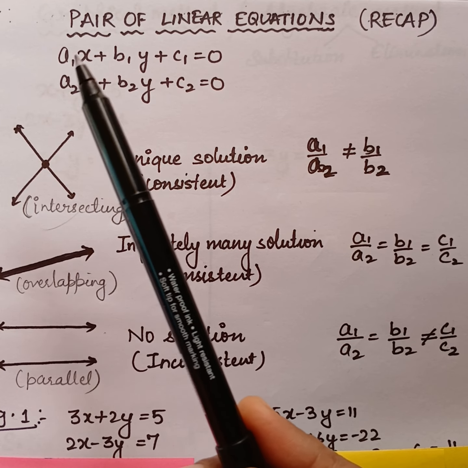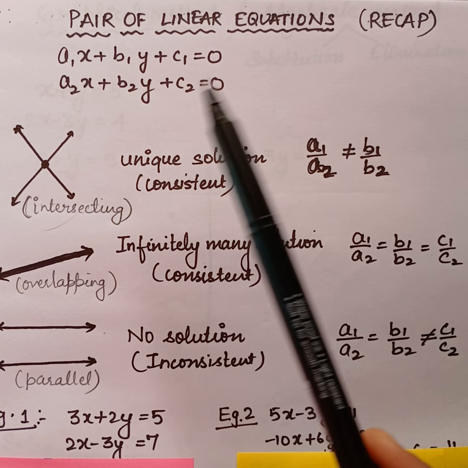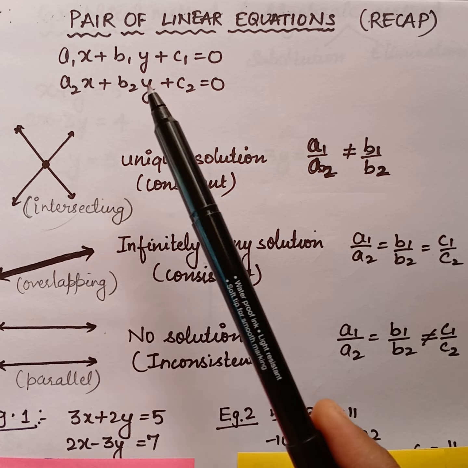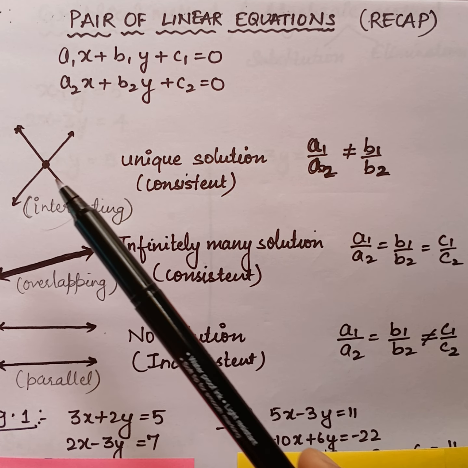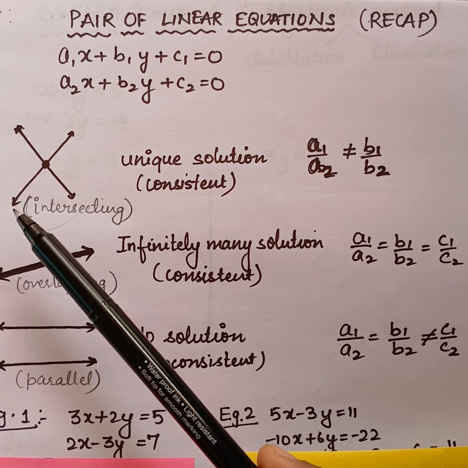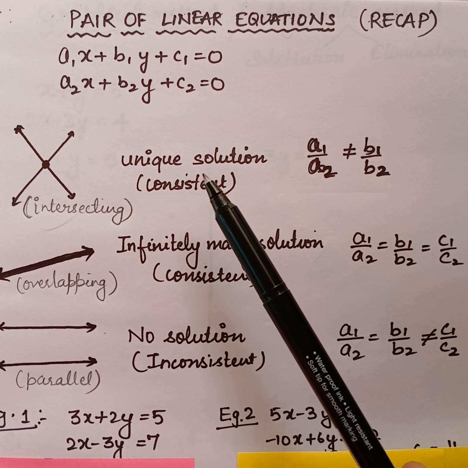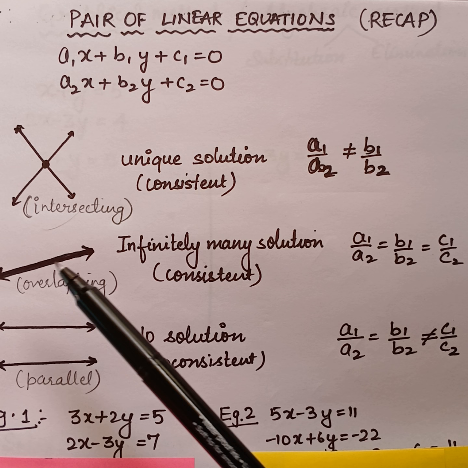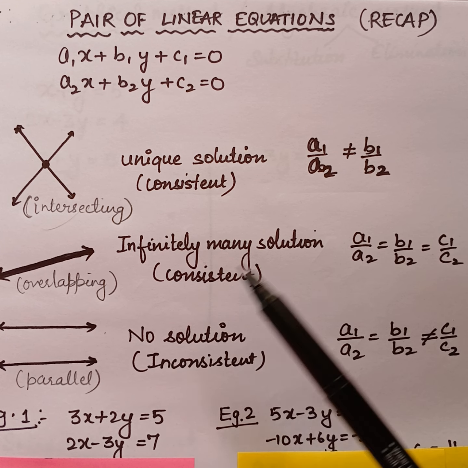Let us do a quick recap of pair of linear equations. As in this chapter we are dealing with linear equations in pairs, that is why it is called a pair of linear equations. When the two lines intersect each other, then we say that we have a unique solution or consistent solution. If the lines overlap each other, then we say infinitely many solutions.